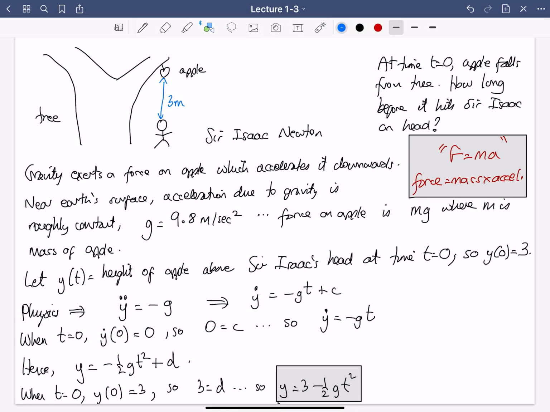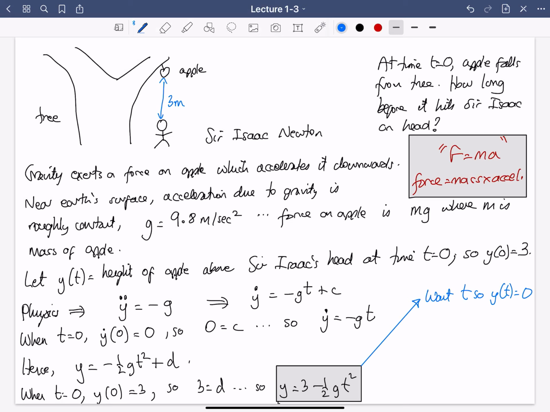Okay, great. So now the question we're asked to solve is how long does it take before it hits Sir Isaac on the head? We want t, so y of t is 3, right? We want to know at what time t is the height of the apple. Sorry, not t. Y of t is how far it is from Sir Isaac's head, so we want to know when y of t is 0. That was the way I set it up. We want the time for which y of t equals 0.